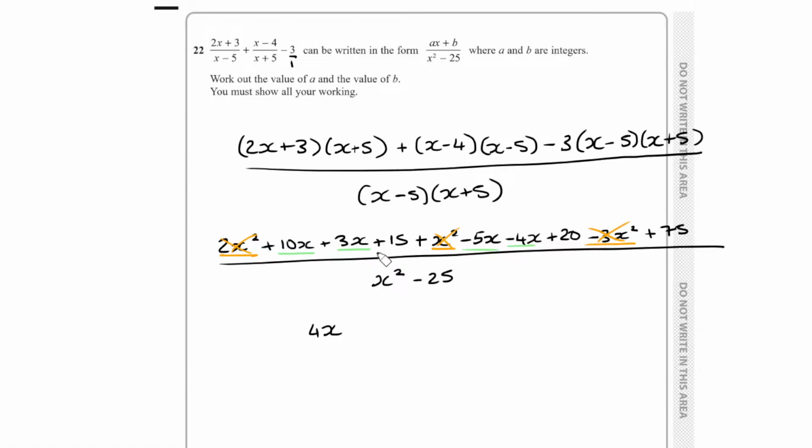And then the last one, we've got 15 plus 20, which is 35, plus 75, which is what, 110? Is that right? Yeah, 110. Obviously use your calculator if you want to. So we've got this. It doesn't simplify because the denominator is just there, isn't it? There's nothing to simplify. So they've then said, what is A and B? Well, 4 and then 110, isn't it?